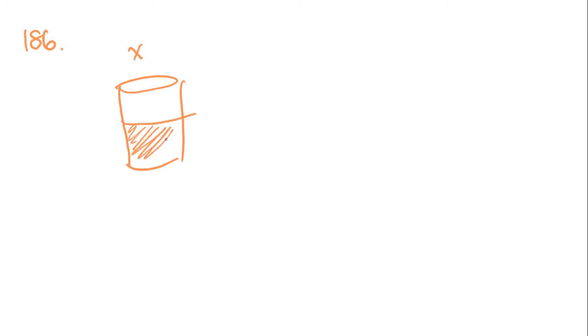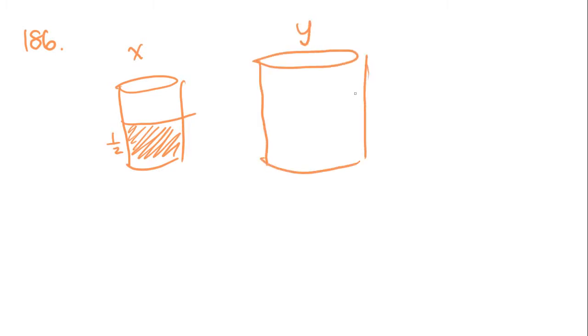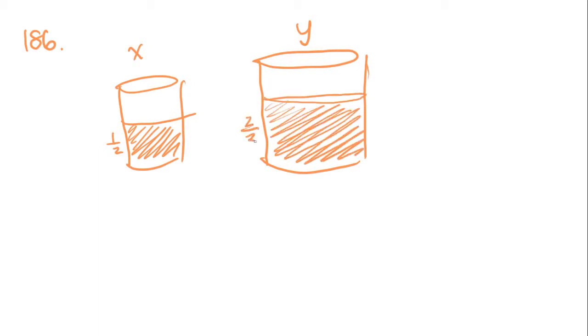Okay, we're on problem 186. And 186 says drum X is half full of oil. So here's drum X, and it's half full of oil. And then we have drum Y, which has twice the capacity of drum X, and it is 2/3 of the way filled with oil. So 2/3 of the way filled with oil.